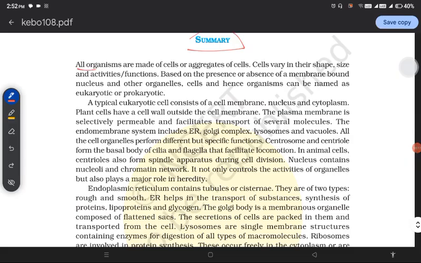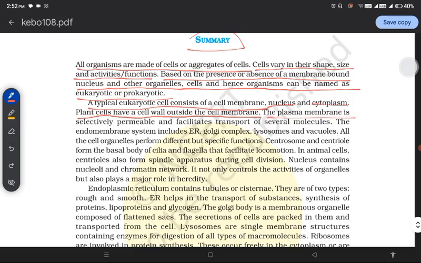Summary: all organisms are made of cells or aggregates of cells. Cells vary in their shape, size, and function based on the presence or absence of a membrane-bound nucleus and other organelles. Cells so organized can be named eukaryotic and prokaryotic. A typical eukaryotic cell consists of a cell membrane, nucleus, and cytoplasm. A plant cell has a cell wall outside the cell membrane.